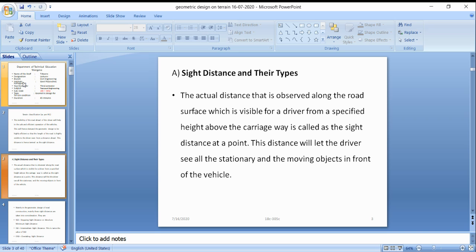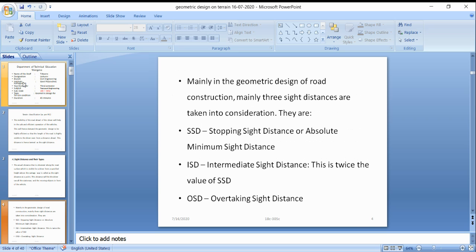This distance will let the driver see all the stationary and the moving objects in front of the vehicle. So when he is driving the vehicle, he can observe from that height all the stationary and also the moving objects in front of the vehicle. So that height should be fixed from the carriageway.